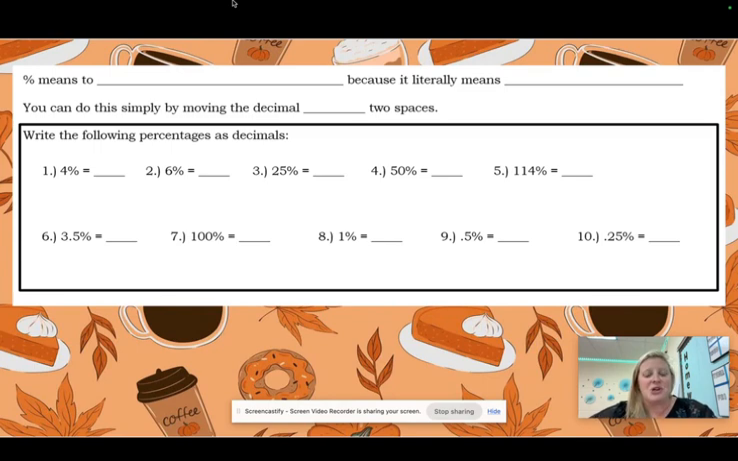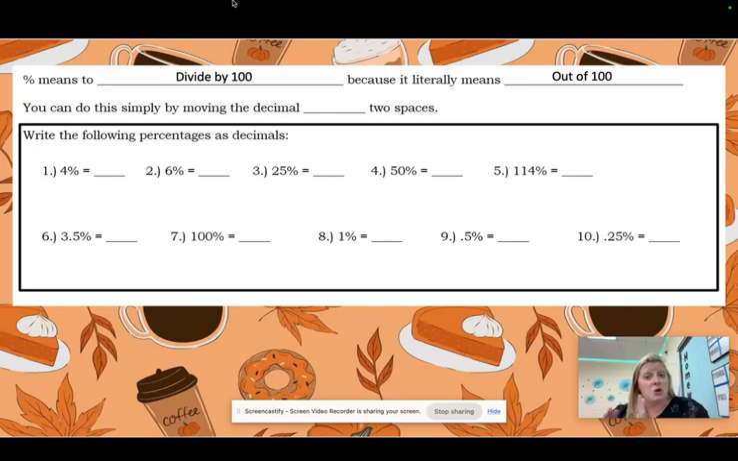So the first thing I want to make sure everyone is aware of is that percent means to divide by 100. Okay, so it's actually kind of like an operational word. Another way to look at percent is it means out of 100. So for example, if I said, 50% of my students are sick with the flu, that means 50 out of every 100 students I teach are sick with the flu.